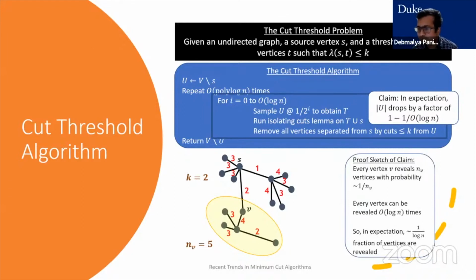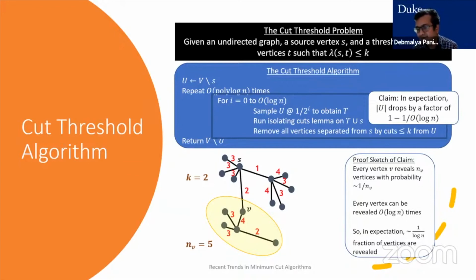All right, so what's the proof sketch? Let's look at any one vertex v. What does this vertex v do? As you see in this figure, vertex v reveals n sub v vertices with probability about 1 over n sub v. If I think of the expected number of vertices that v reveals, it's revealing n sub v vertices with probability 1 over n sub v. So it's revealing a constant expected number of vertices.